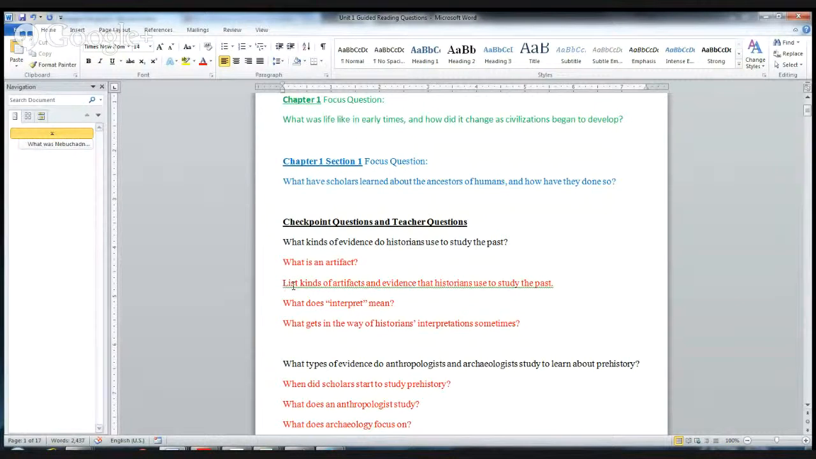Second question, list kinds of artifacts and evidence that historians use to study the past. What does interpret mean? What gets in the way of historians' interpretations sometimes?